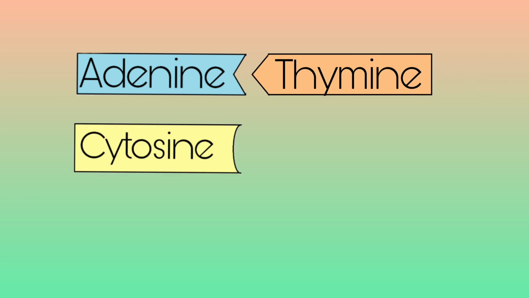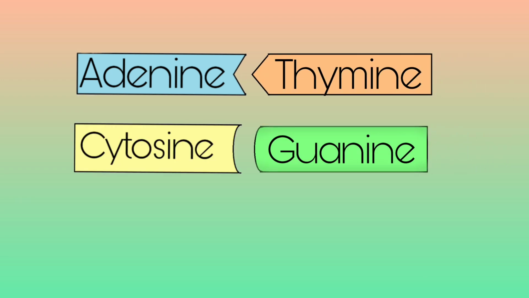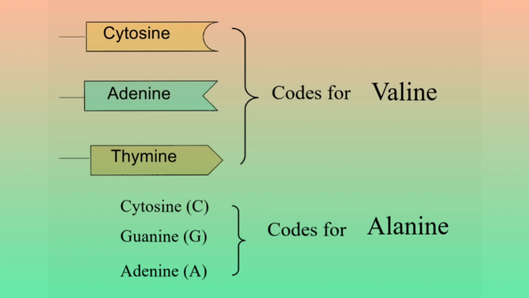The bases always pair in the same way. Adenine forms a bond with thymine and cytosine bonds with guanine. The sequence of bases in DNA forms a genetic code. A group of 3 bases controls the production of a particular amino acid in the cytoplasm of the cell.